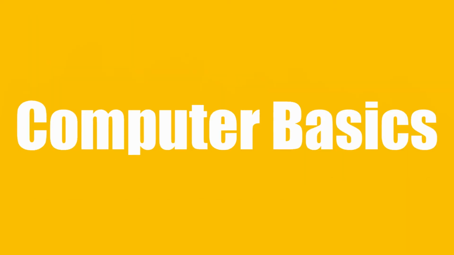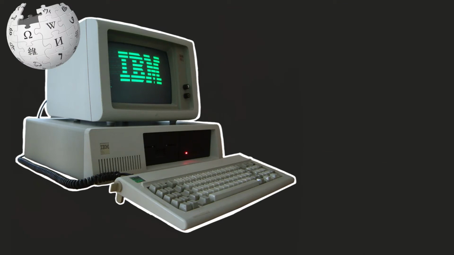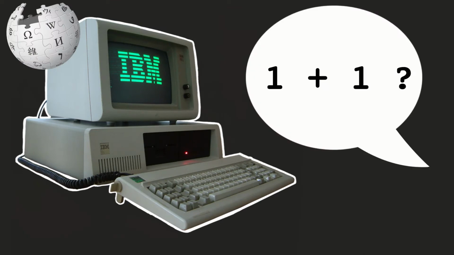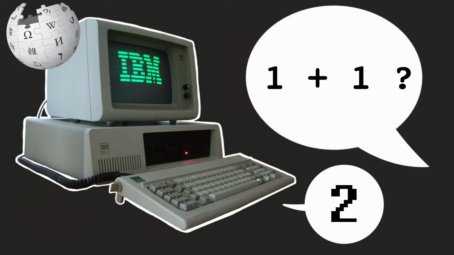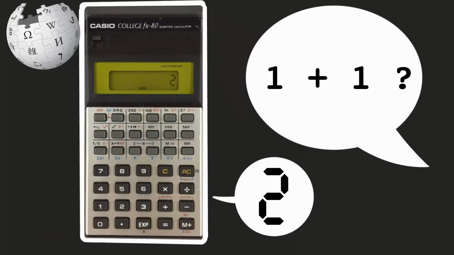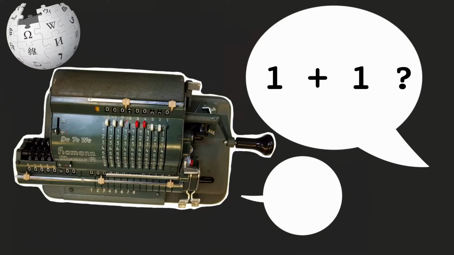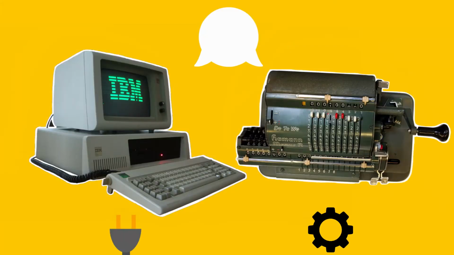What is a computer? A computer is a machine that can be instructed to carry out sequences of arithmetic or logical operations automatically via computer programming. A calculator can perform arithmetic, thus, it is a computer. This thing, what is known as a mechanical computer, is also a computer. It doesn't have to be electronic.